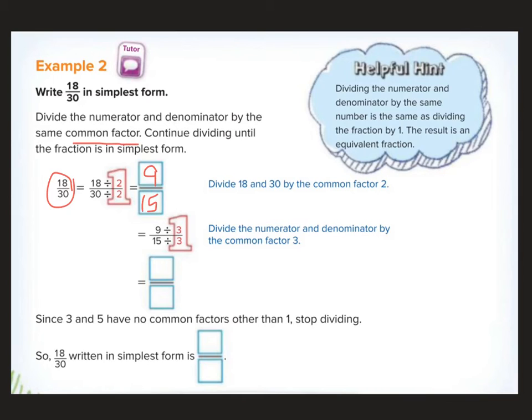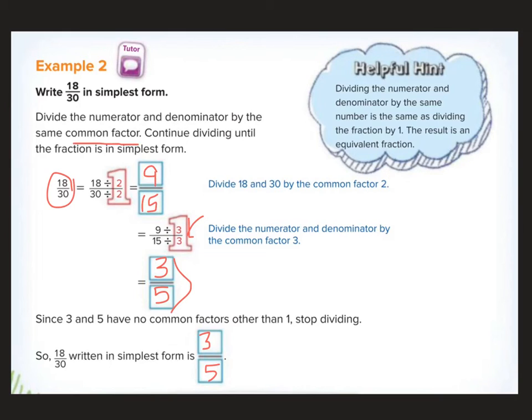Okay, well, I noticed something about 9/15. I notice that both those numbers can be divided by 3. So if I do 9 divided by 3, I would get 3, and 15 divided by 3 is 5. Now, the only common factor that 3 and 5 share is 1, so then I know that it's in its simplest form, 3/5. So that was like a two-stepper there. I first divided by 2, then I noticed I could keep going and divide by 3s.